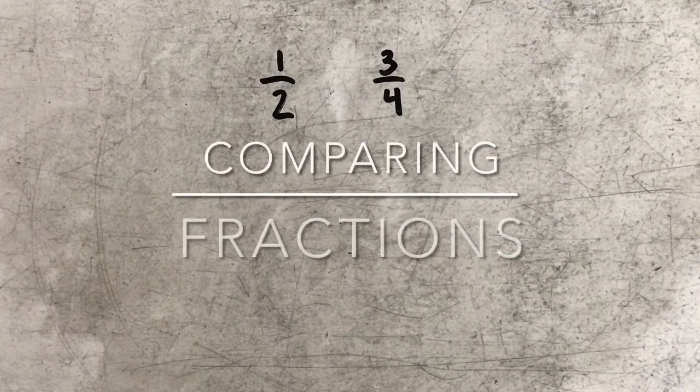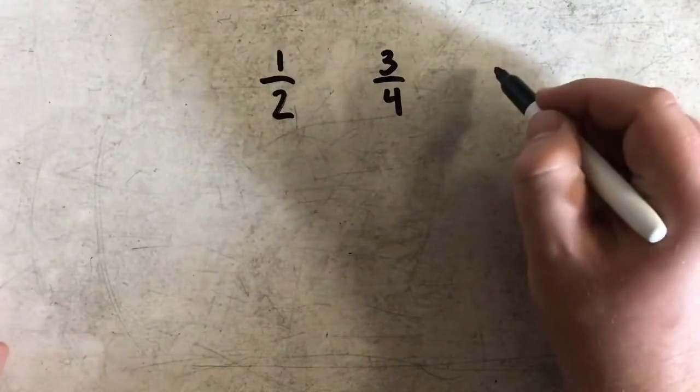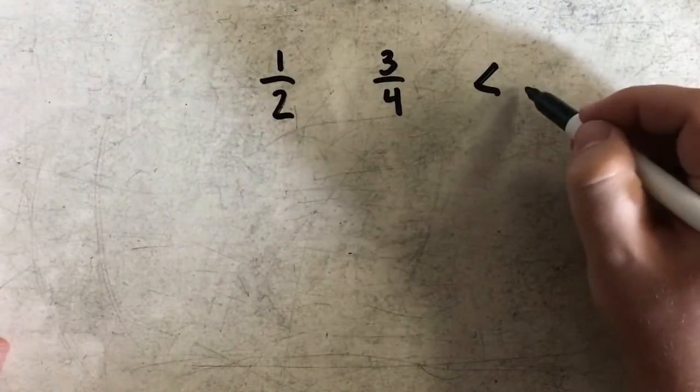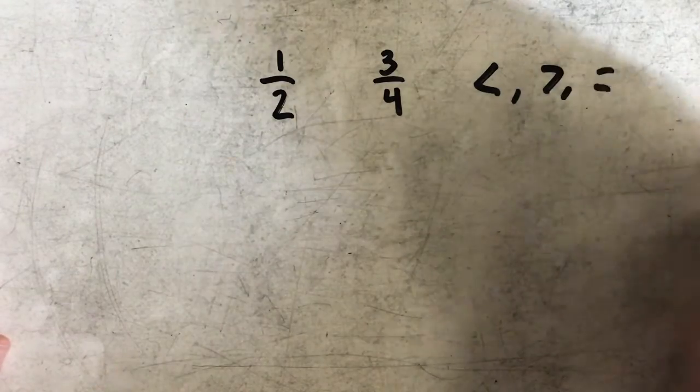Hey there. Today we're going to learn how to compare fractions. When I'm comparing fractions, just as if I were comparing whole numbers, I'm going to use one of three symbols, either less than, greater than, or equal to.